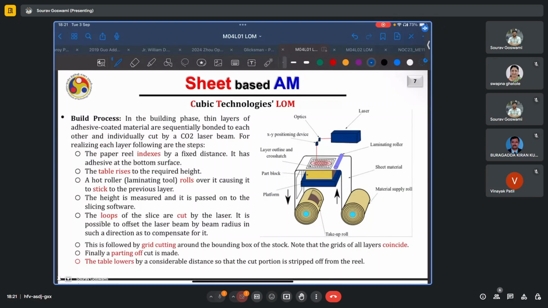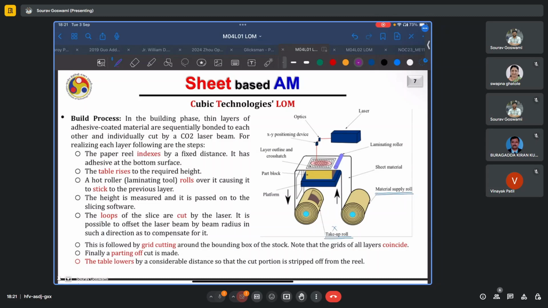Now the build process is where it gets interesting. So as we discussed, here is a schematic. So you have this material supply roll on one side and this take-up roll on the other. There also exist technologies which do not have a take-up roll, but only one material supply roll. The material, as we discussed, in the form of sheet, it can be a paper or a plastic sheet or even a ceramic sheet. You have this laminating roller which travels from one end to the other.